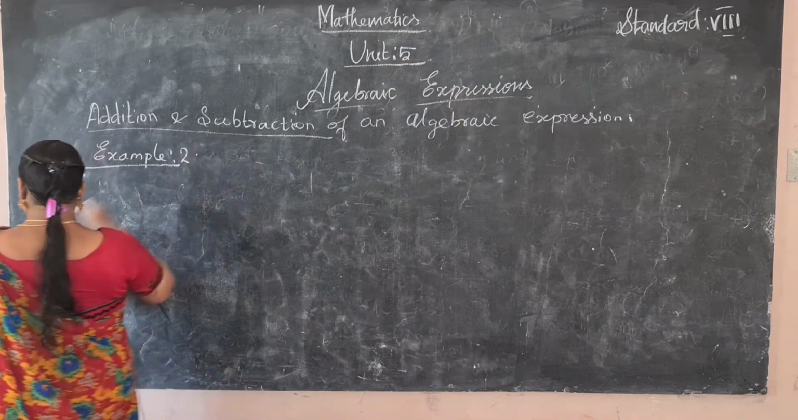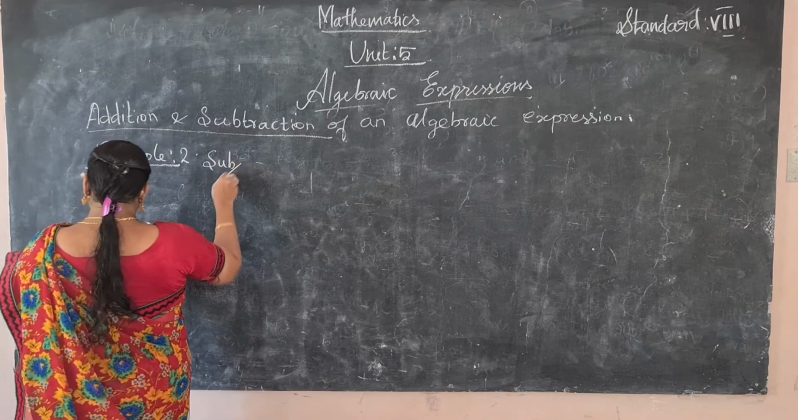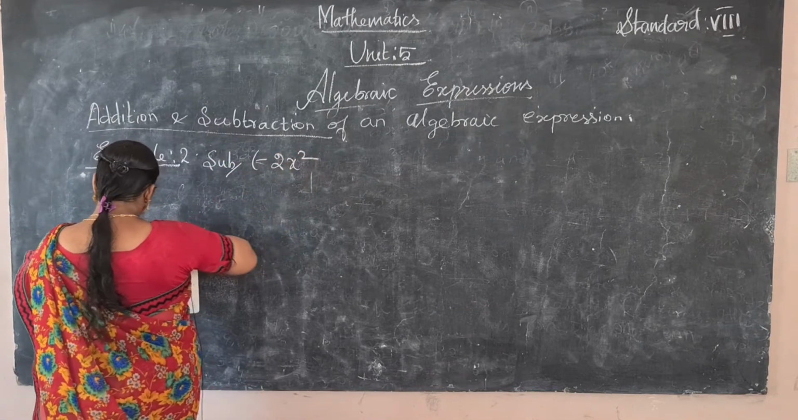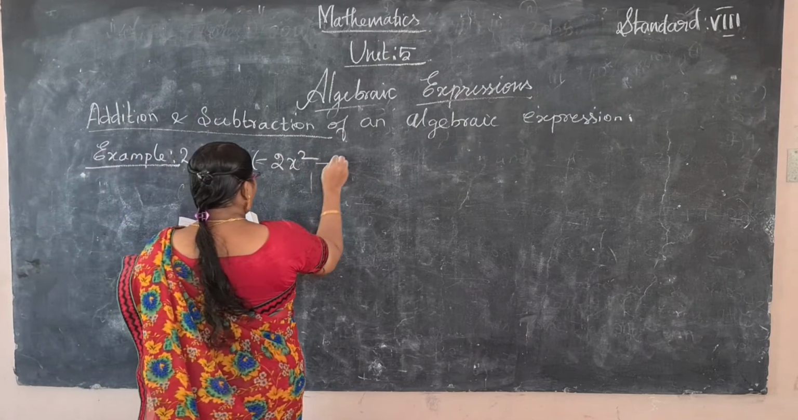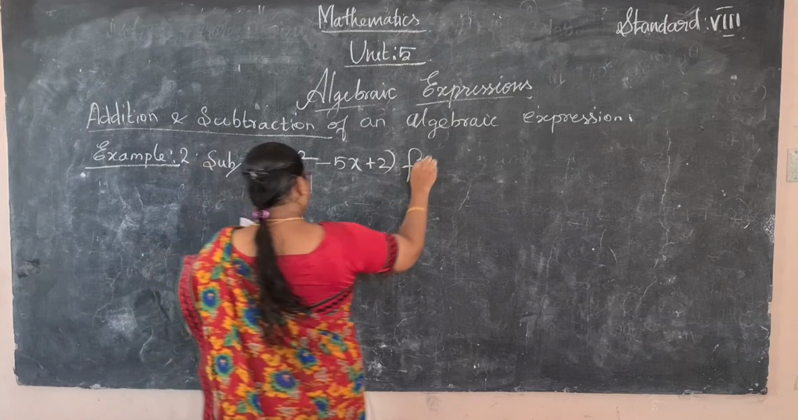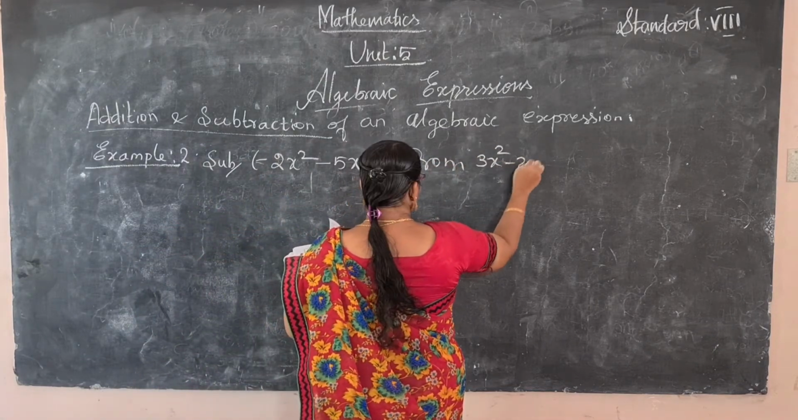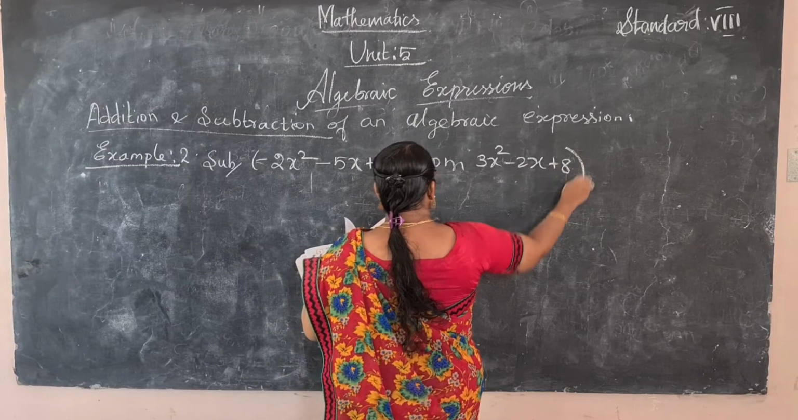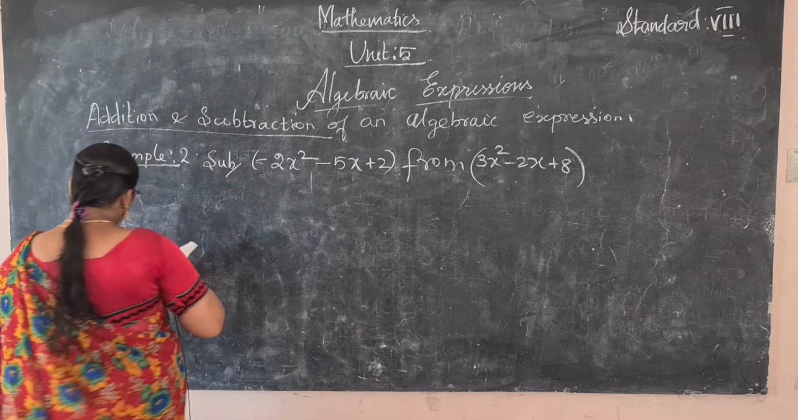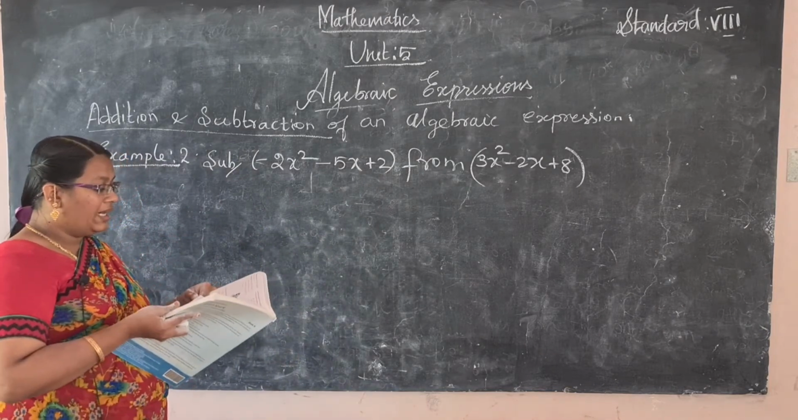Example two. Subtract minus 2x squared minus 5x plus 2 from 3x squared minus 2x plus 8. So subtract. Here also we can use the horizontal method and the column method.